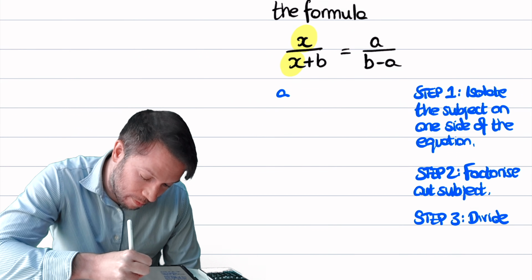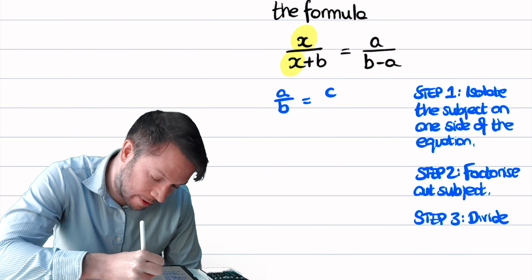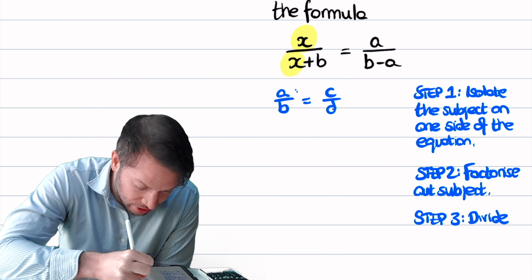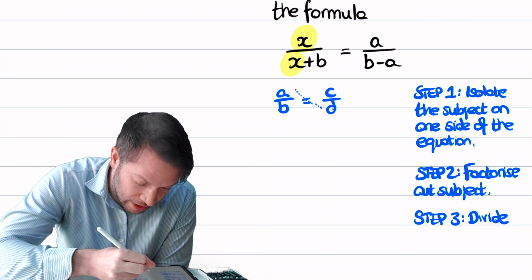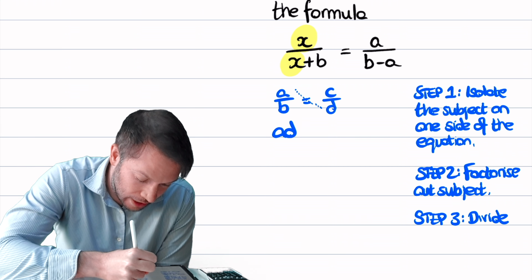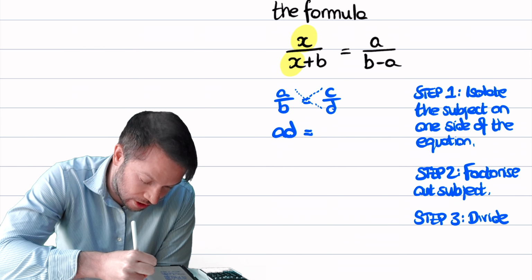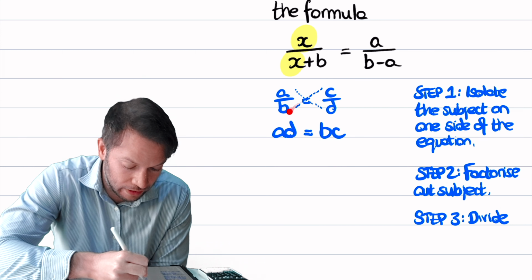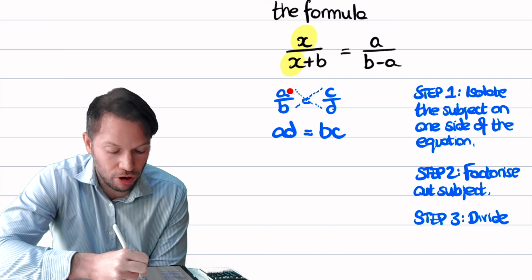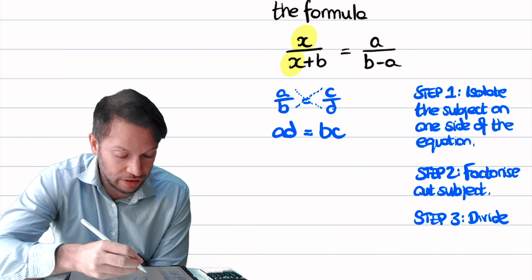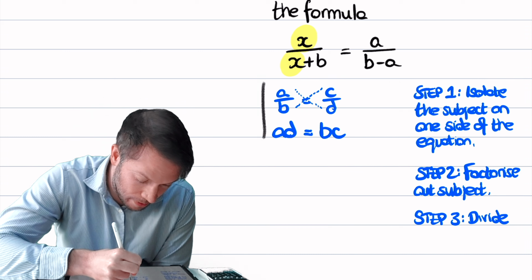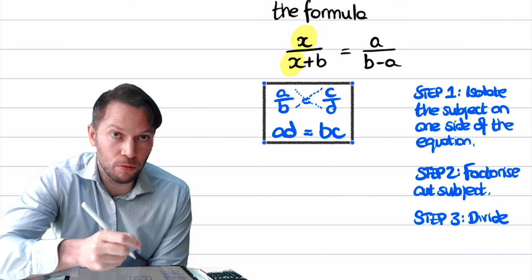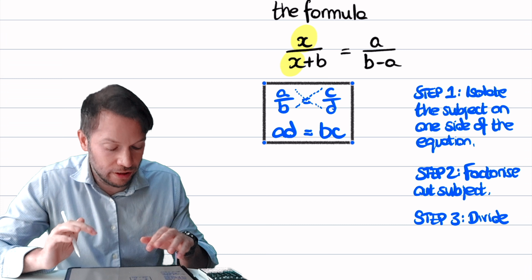If I had a over b is equal to c over d, then you can multiply in this kind of cross-like fashion. So a times d would be ad, and that is equal to c times b, which is bc. So you can see that I've got this multiplication in a cross shape. This is called cross multiplication, and we can use it whenever we have a fraction equals a fraction and no other terms outside the fractions.